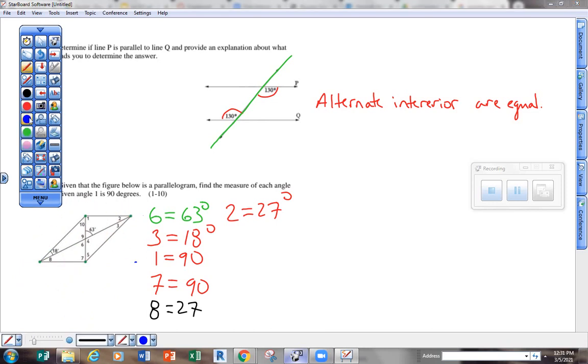So the angles I have now, I know this is 90. I know 2 is 27. I know 3 is 18. I know 6 is 63. I know 7 is another 90. I know 8, because of that hard math I did, is 27. That leaves angle 10. All right, so it looks like, let's see, what did I do here?